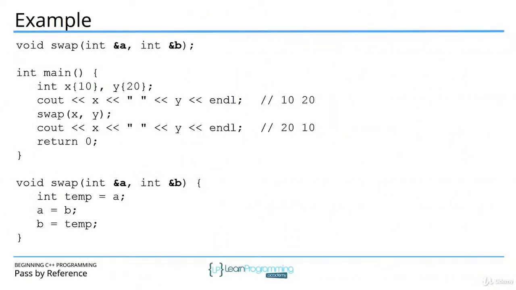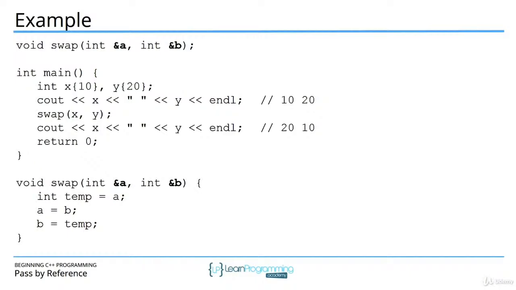In this example, we're writing a function that swaps the values of the two integers passed into it. Take a look at main. X is 10 and Y is 20. X and Y are first displayed and we get 10, 20, just as we expect. Then we call swap and pass in X, Y. Then we display X and Y again. Now they're 20 and 10.